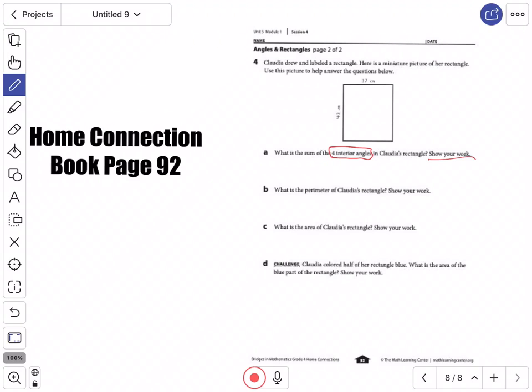All right, we can see that the rectangle is 43 centimeters by 37 centimeters. What is the sum of the 4 interior angles in Claudia's rectangle? Show your work. B, what is the perimeter of Claudia's rectangle? Show your work. Remember that perimeter is the distance around, okay? Distance around. What is the area of Claudia's rectangle? Area equals space that it takes up. Area equals length times width, all right?